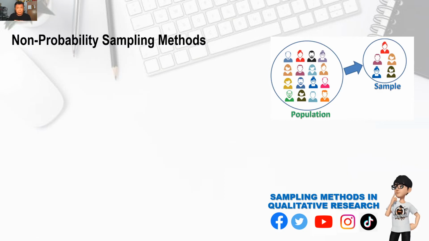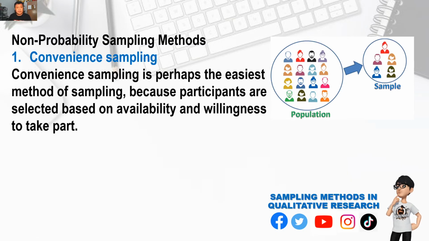So, paano ito mga paraan na ito? Number one, convenience sampling. Convenience sampling, by definition, is perhaps the easiest way or the easiest method of sampling. Why? Because participants are selected based on their availability and willingness to take part. Kung sino lang yung gustong mag-participate, yung pumayag at yun nga, willing and available to participate and answer your instrument, they will be the participants of your study.